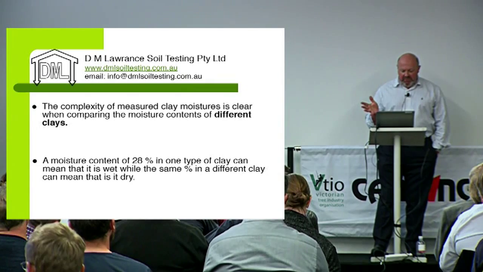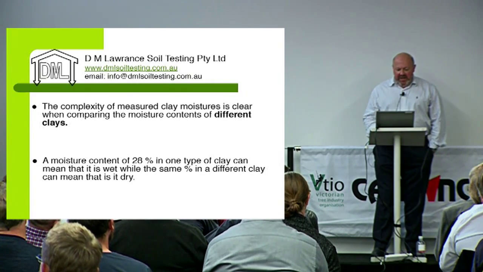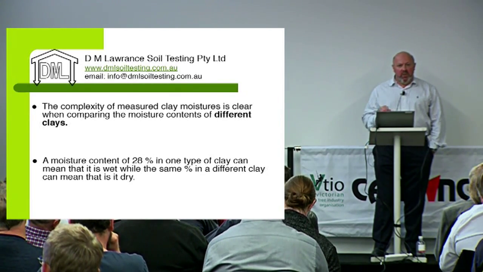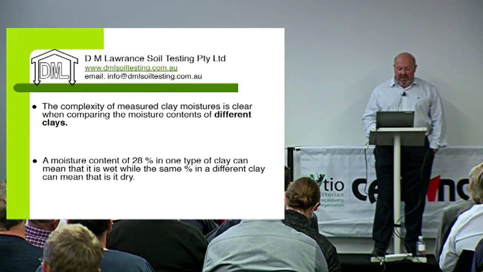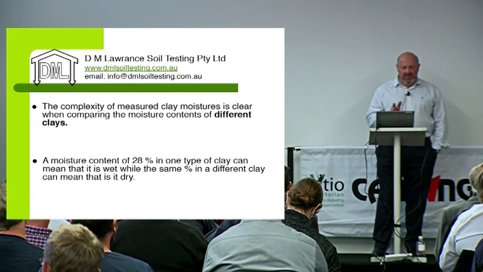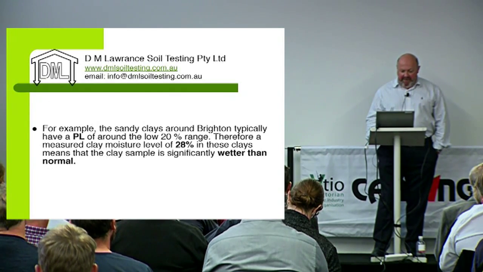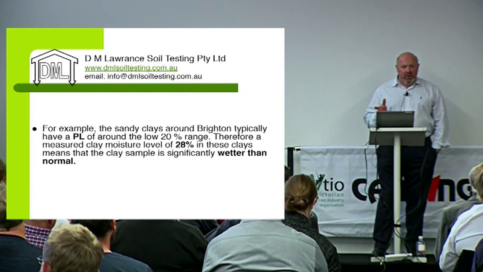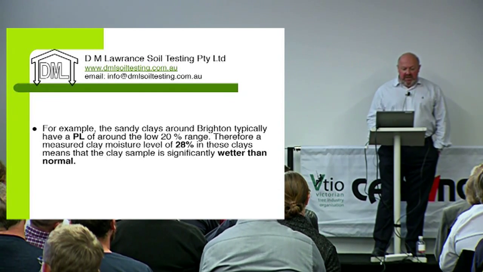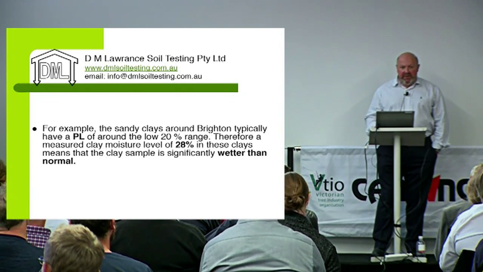Pick 28%, which is a number that we often use. In one clay type, a 28% moisture content can mean something completely different. The same 28% can mean something completely different in a different clay. Around Brighton, the Brighton Group sediments are sandy clays, and their PL, the plastic limit, is usually around the low 20% range.